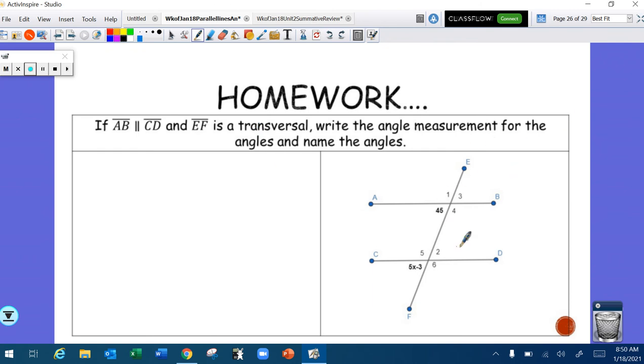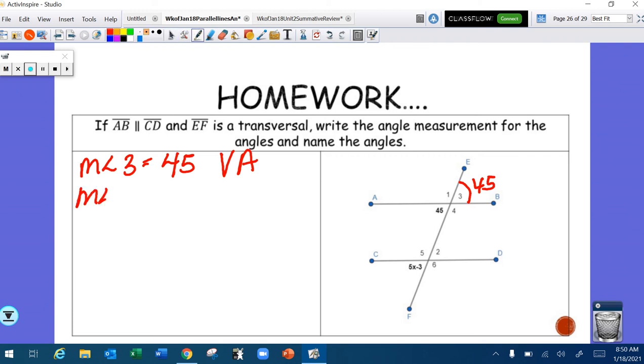All right, so I have to go through this again. So I'm going to start right here with 45. And I'm going to go with the easiest way to approach this. 45 and 3 are vertical angles. So I'm going to put 45 there. So the measure of angle 3 is equal to 45. And those are called vertical angles. I'm going to go here and say 3 and 4. The measure of angle 3. Let's write that a little neater.